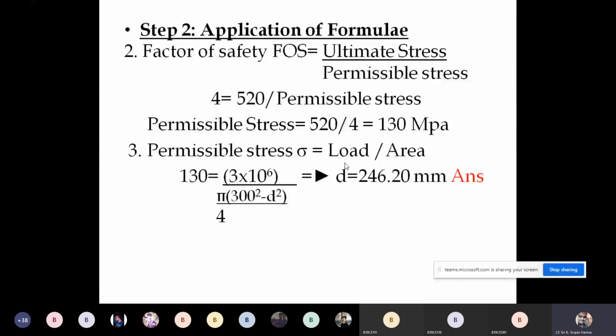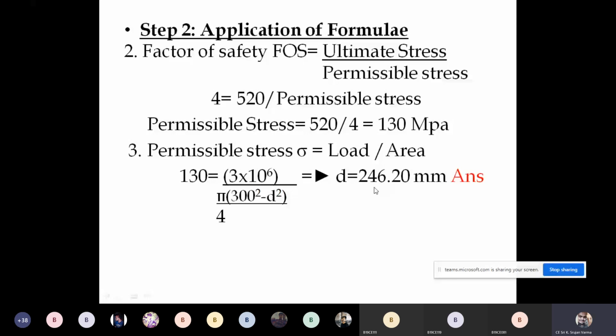That means how much load it allows, and for the load allowed, how much stress develops. Load divided by area, right? I am equating permissible stress 130 to load, which is 3 × 10⁶, 3 mega Newton, divided by area, pi by 4 multiplied by 300 square minus small d square. When you simplify this, small d is the square root of something, and I have obtained small d equal to 246.20 millimeter.